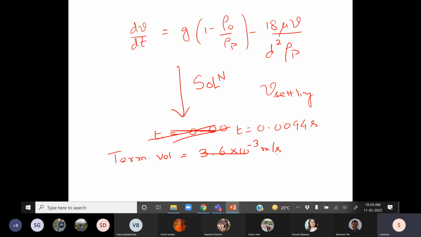And since you are using Stokes law, you should always check the value of the Reynolds number. When you do that, it has a value equal to 0.11, quite less compared to 1. Therefore, the applicability of Stokes' law is verified.